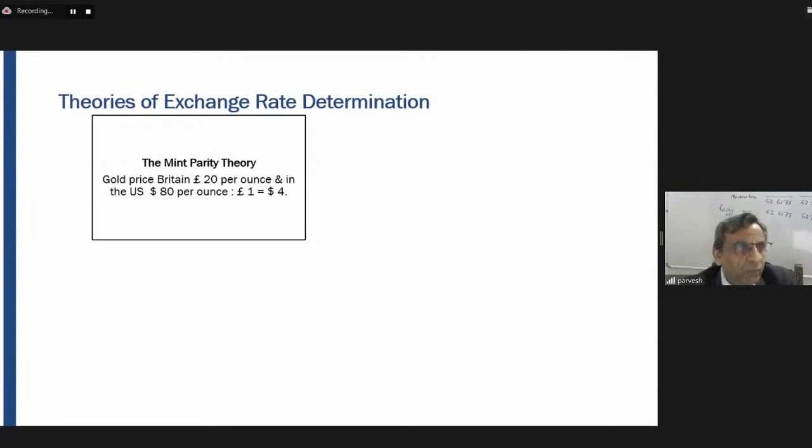So gold decided the exchange rates. This was a theory because gold was considered a very precious commodity, and still is. Gold prices determined the exchange rates, and that is in history now. So if the gold price in Britain was 20 pounds an ounce at a particular time and in the US it was $80 per ounce, then on the basis of the gold theory, 1 pound will be equal to $4. The rates are hypothetical here.